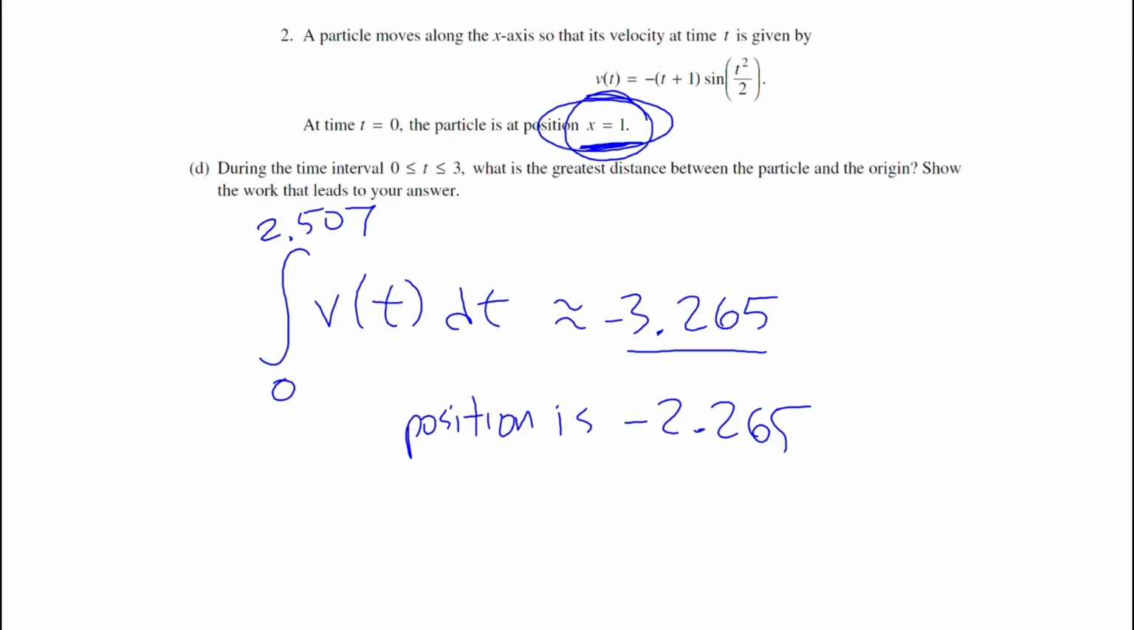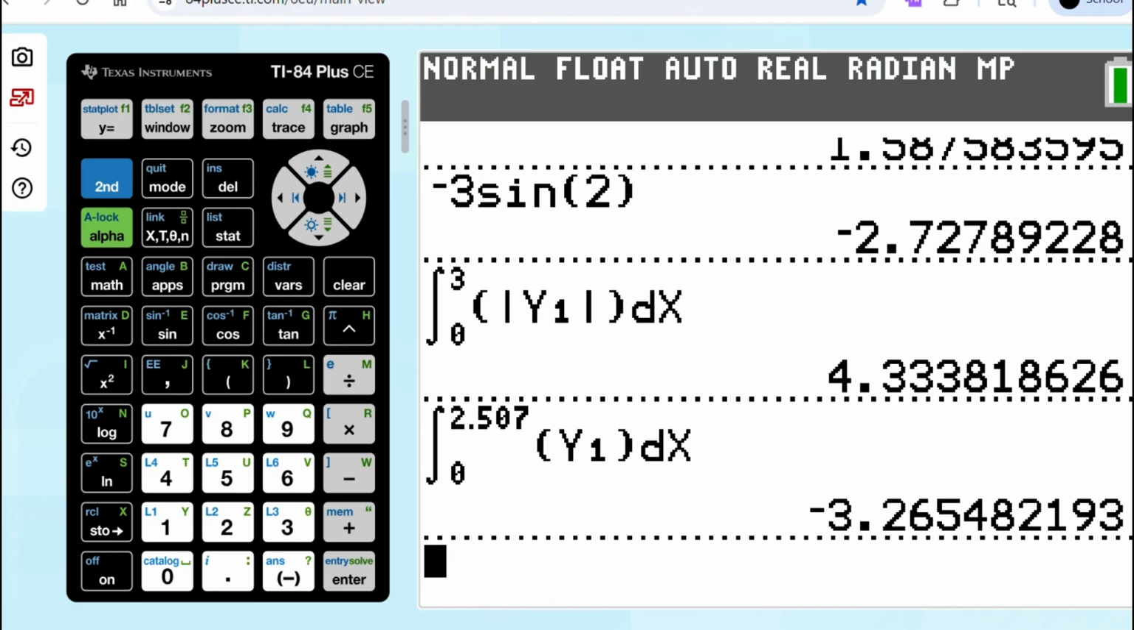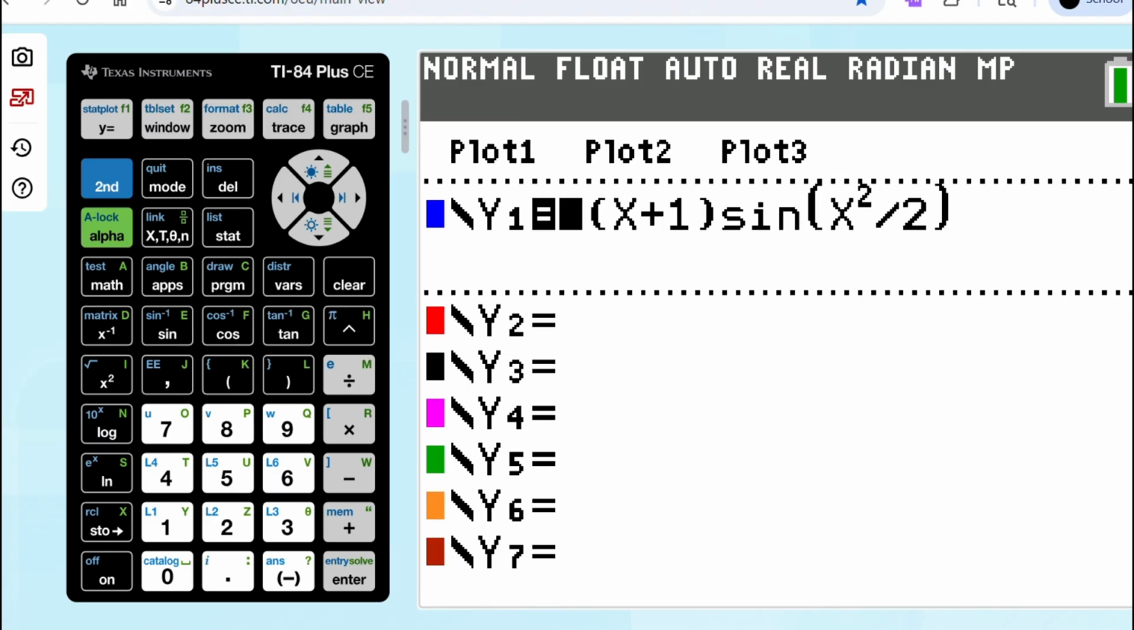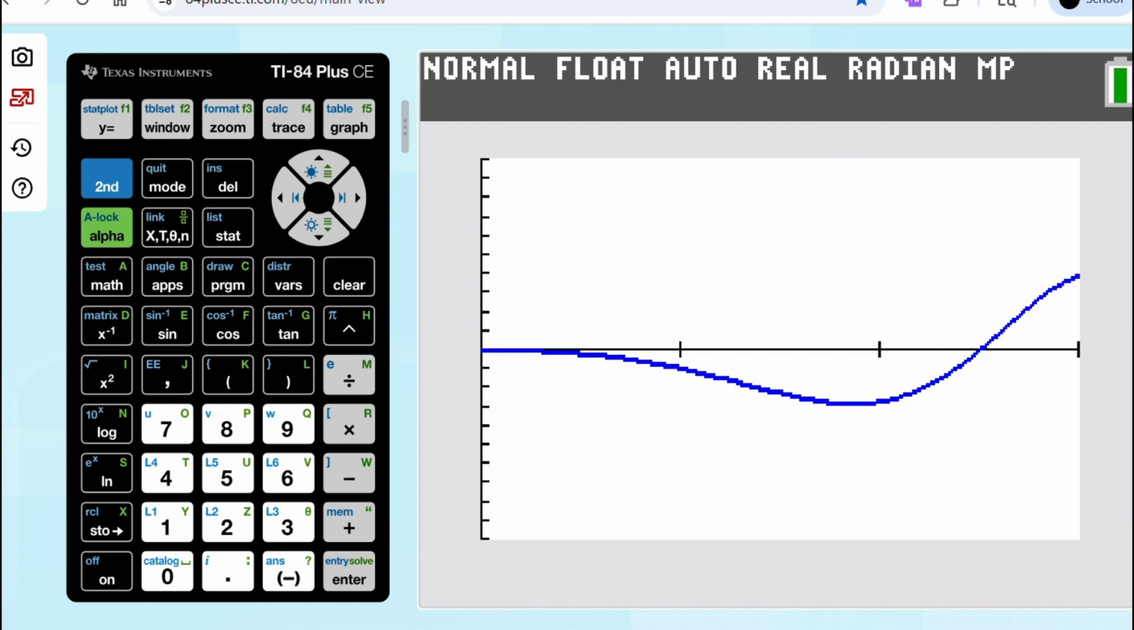And we could test to see the position at 3. But if we look at the graph here, it's pretty clear that there's more area under the curve from 0 to 2.5 than there is from 2.5 to 3. And the particle's still going to be to the left there at 3.